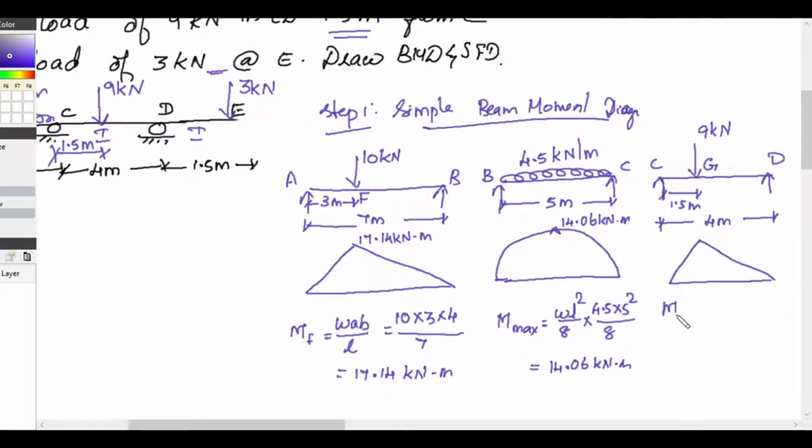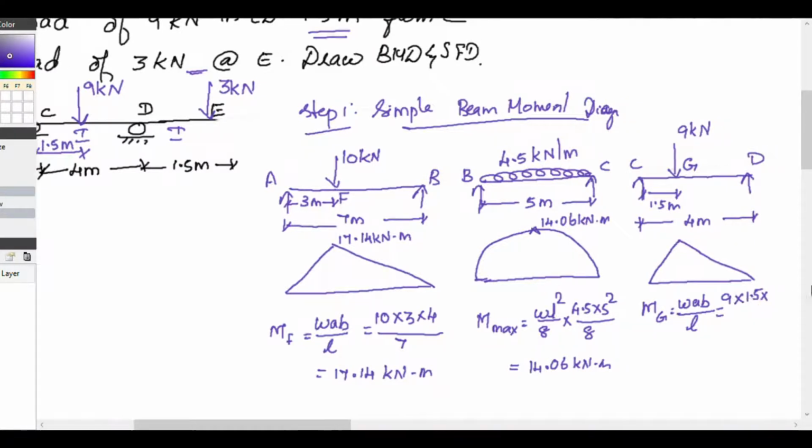So mg will be equal to WAB by L. So W is 9, A is 1.5. So our B is 2.5 divided by span length, which is 4. We get 8.44 kilonewton meter. So this magnitude is 8.44 kilonewton meter.